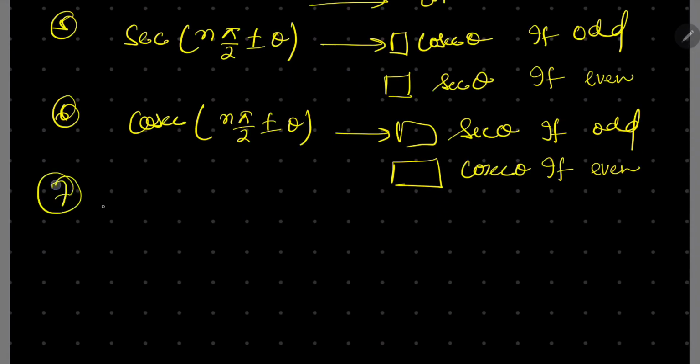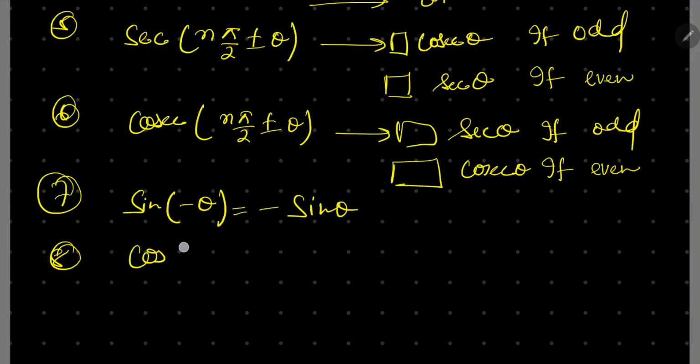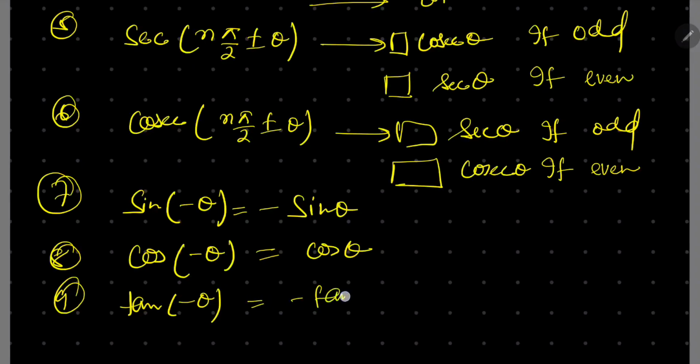And the seventh is sine of minus theta, then it is minus sine theta, and eighth, cos of minus theta, then it is cos theta, and ninth, tan of minus theta, it is minus tan theta.